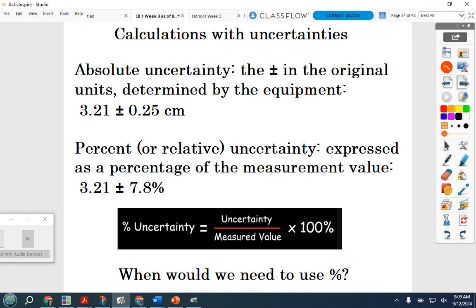So there's absolute uncertainty, but there's also what we call percent uncertainty, or sometimes relative uncertainty. That is my uncertainty expressed as a percentage of the original value. So rather than 3.21 plus or minus 0.25 centimeters, I would have 3.21 centimeters plus or minus 7.8%. It's exactly the same uncertainty, I'm just expressing it a different way. You do it by taking the absolute uncertainty divided by the measured value times 100%.